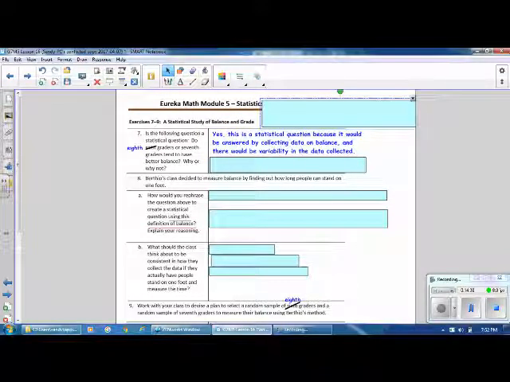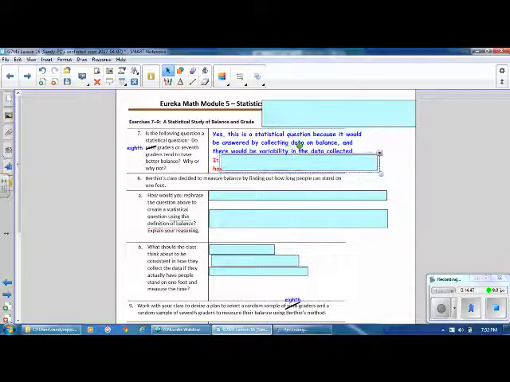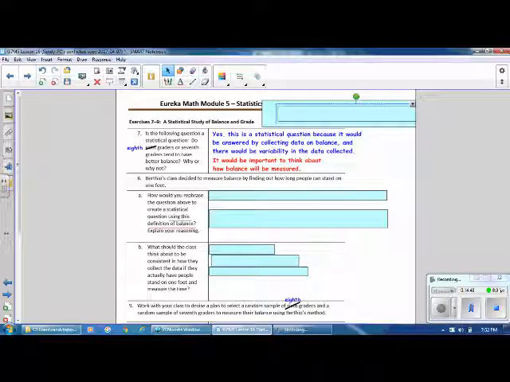Yes, this is a statistical question because it would be answered by collecting data on balance, and there would be variability in the data collected. It would be important to think about how balance will be measured. Berthio's class decided to measure balance by finding out how long people stand on one foot.